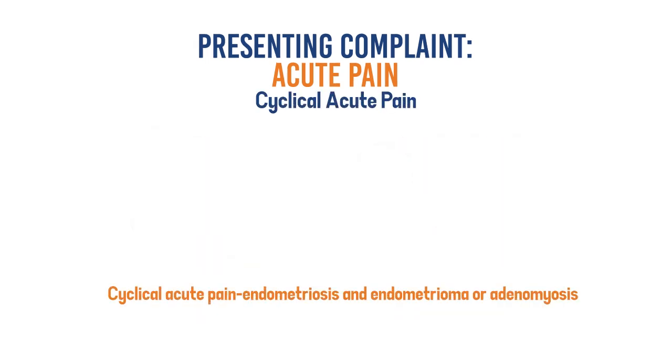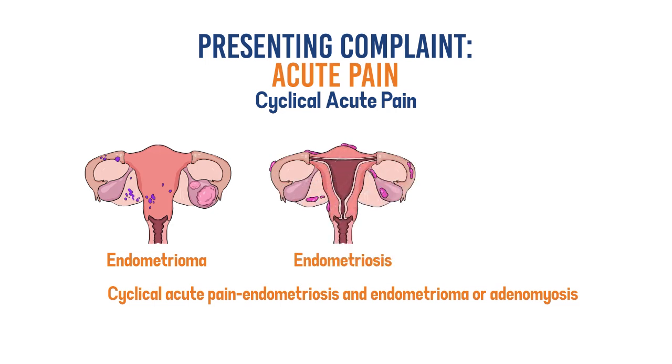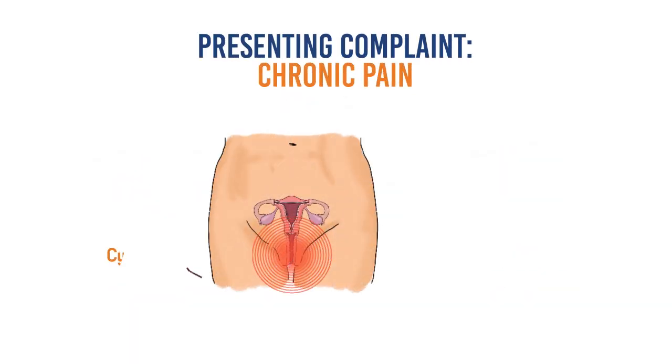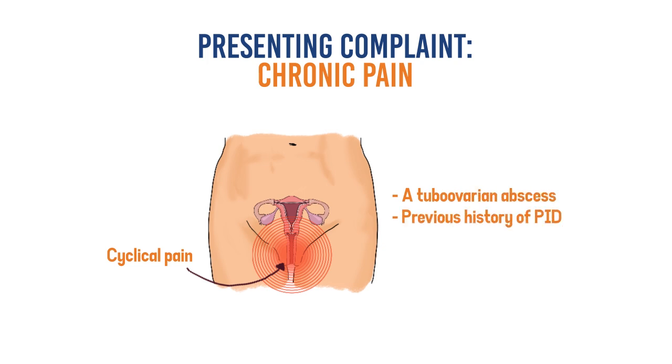Cyclical acute pain can be an indication of endometriosis and endometrioma or adenomyosis. In chronic pain cases, cyclical pain may be due to long-standing endometriosis and endometrioma. A tubo-ovarian abscess and previous history of pelvic inflammatory disease may cause chronic pelvic pain.